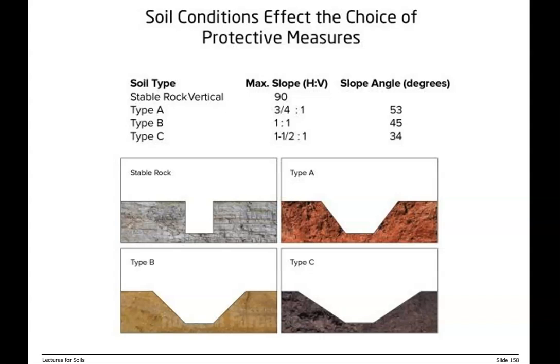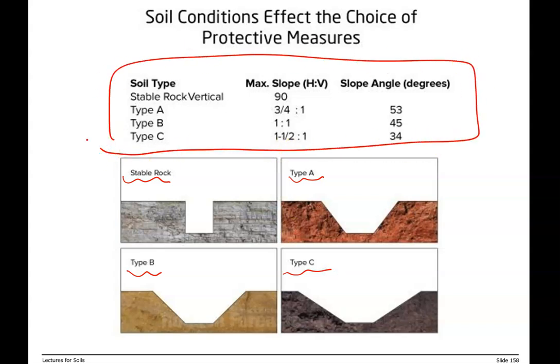Here you can also see soil conditions affect the choice of the protective measures that we need to take for excavation. Based on OSHA's classification, we have stable rock, which is the only one where we can do vertical excavation. Then we have Type A, B, C, and here are the maximum slope and the slope angle.